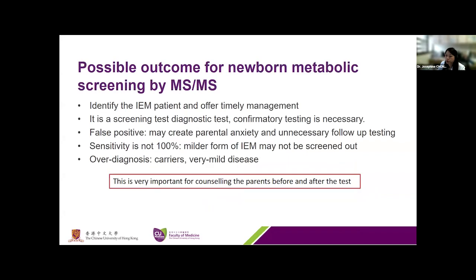And for those patients who had a correct time for collection and appropriate blood collection, there are also other possible outcomes from newborn screening. Sometimes the program may not be running in a timely fashion. So it is important to offer timely management, and to make sure that after screening tests, confirmatory testing and diagnostic tests are followed. Sometimes false positives may also create parental anxiety and unnecessary follow-up, and in that case counseling for this group of parents is really important.